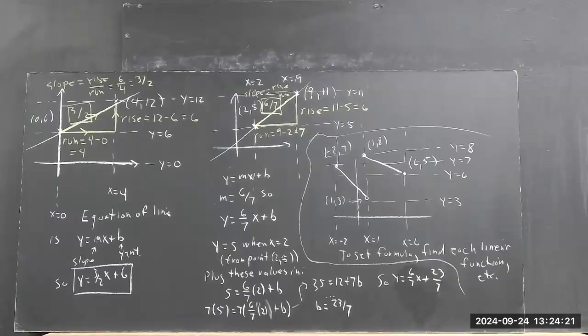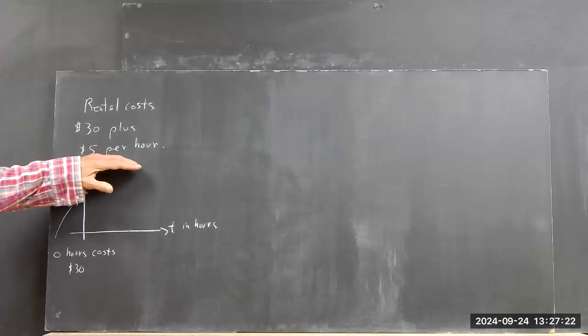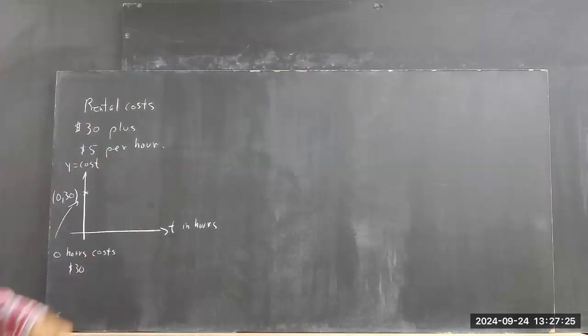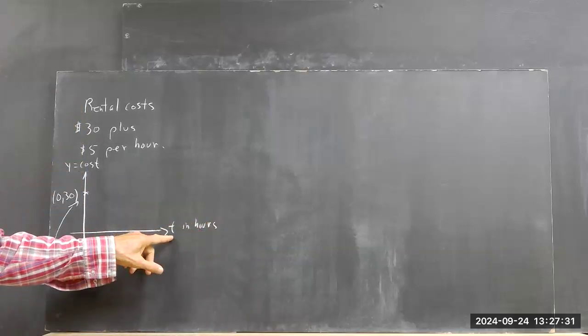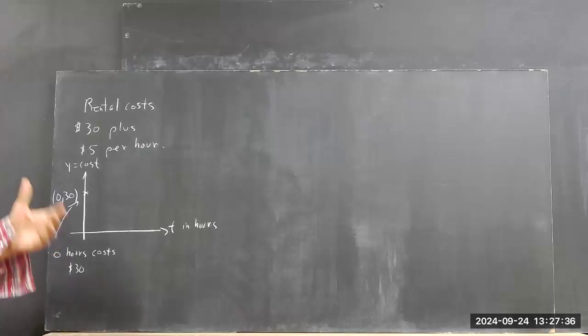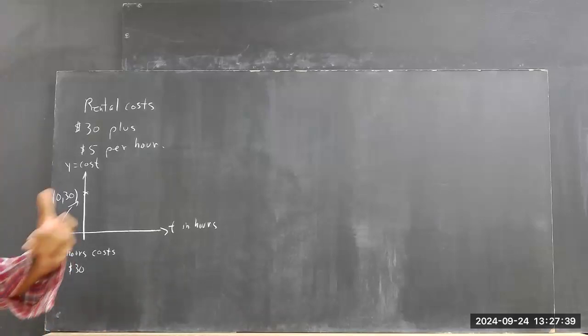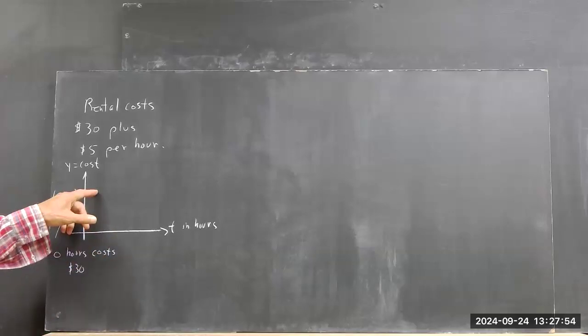I want to take another example. Let's say a rental costs $30 plus $5 an hour. Well, you've got the cost and the number of hours. Put the hours on this axis, put the cost on this axis. Y is the cost. Call this t instead of x. Assuming as soon as you pay your $30, you're committed. If you rent it for 0 hours, it's going to cost you $30. You rent it, walk out the door, bring it right back. They could charge you for an hour, so maybe it would be 1 hour, $30.